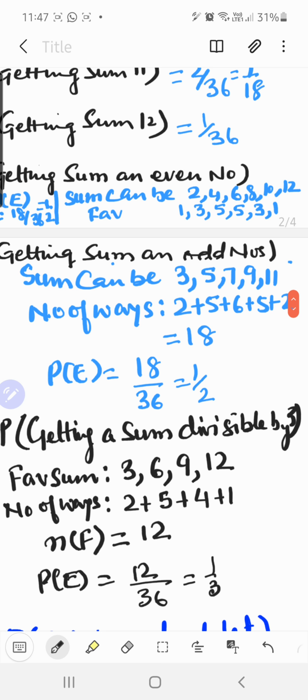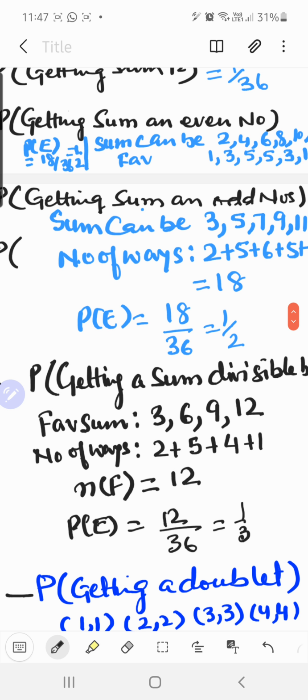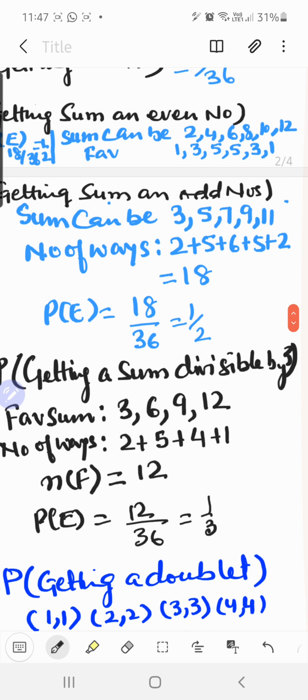Similarly, what is the probability of getting the sum an odd number? So sum can be any among these. If the sum appearing in both the dice is 3, that is odd. Sum if appears 5, that is also odd. Sum if appears 7 or 9, that is also odd. 9 is odd, 11 is odd. So if all these sums appear, they all will be considered as favorable.